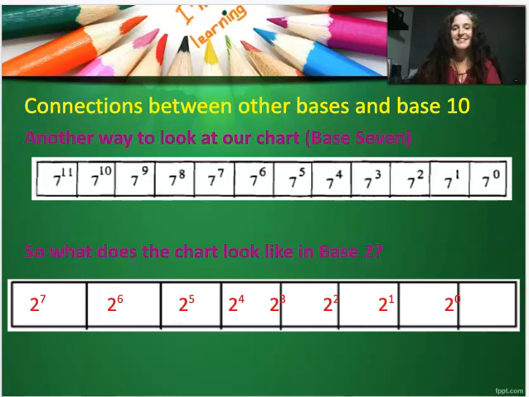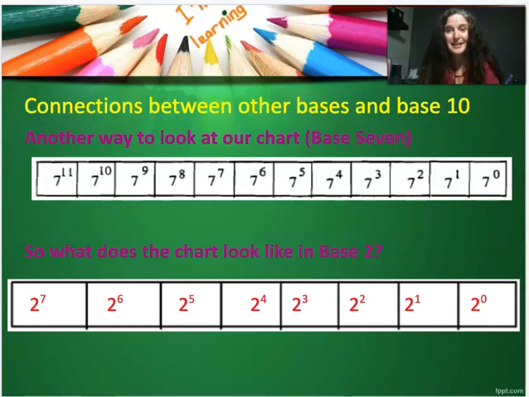There it is. I hope you got it right. All you had to do was replace the 7 with a 2. So 2 to the 0, then 2 to the first, then 2 to the second, and so on.